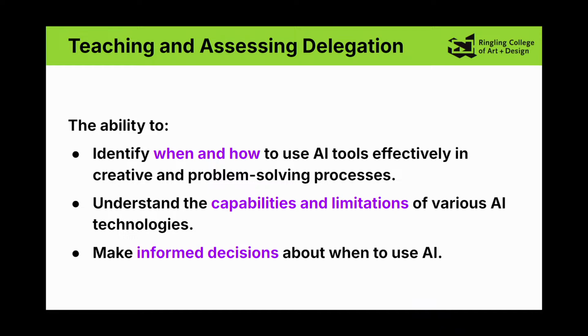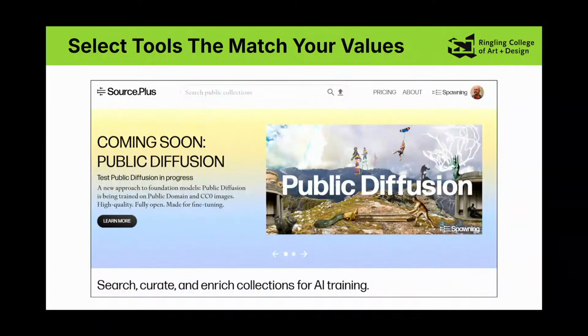But we're teaching how to make informed decisions about when to use AI. These are all skills you can teach. These are all exercises you can do in class and in assignments. So maybe use a tool like Public Diffusion, coming from Source Plus, an AI image generation tool that's trained entirely on public domain and CC0 open content, if you want to be more ethically grounded. That's a great option. But you have to know where to find those. You have to know those things even exist.